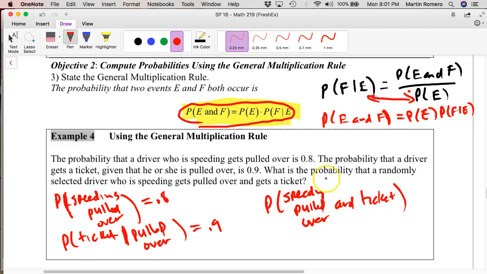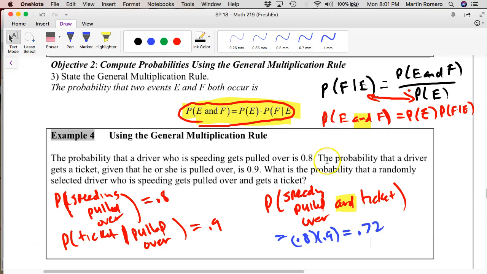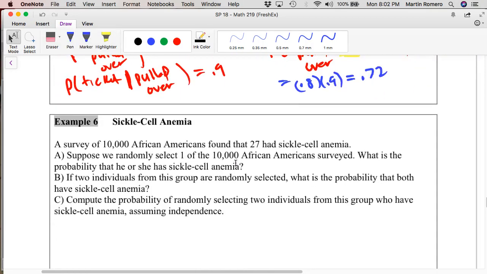So you can see it's an AND situation that we're solving right here. In order to answer that question, you just end up multiplying these two things together. So you have 0.8 times 0.9, and that gives you 0.72. And so that's how you would solve that problem. It's just using the formula in a backwards way to get that.